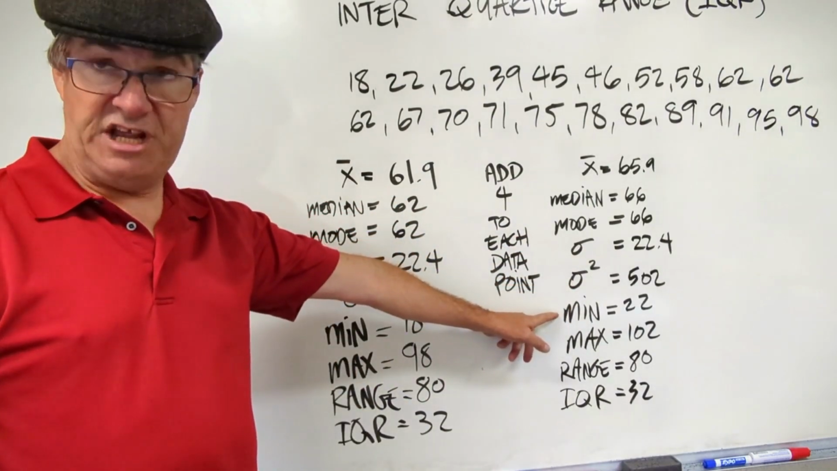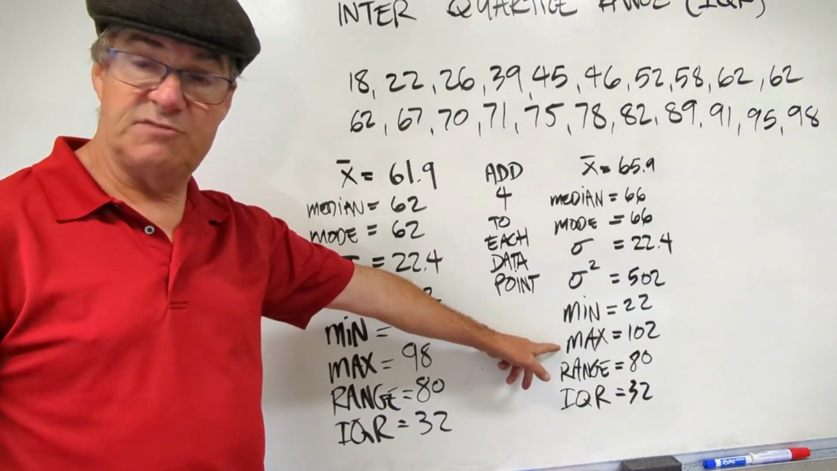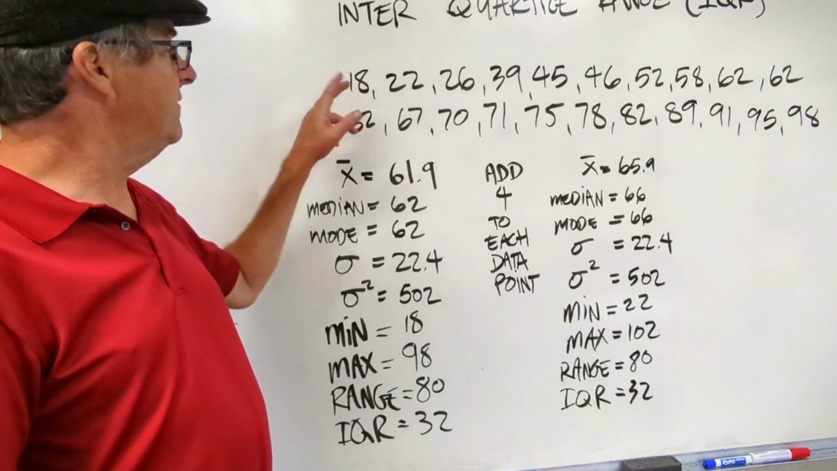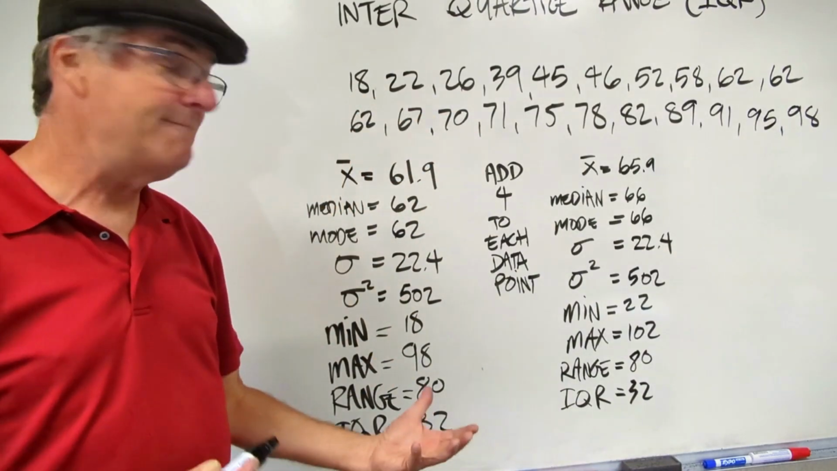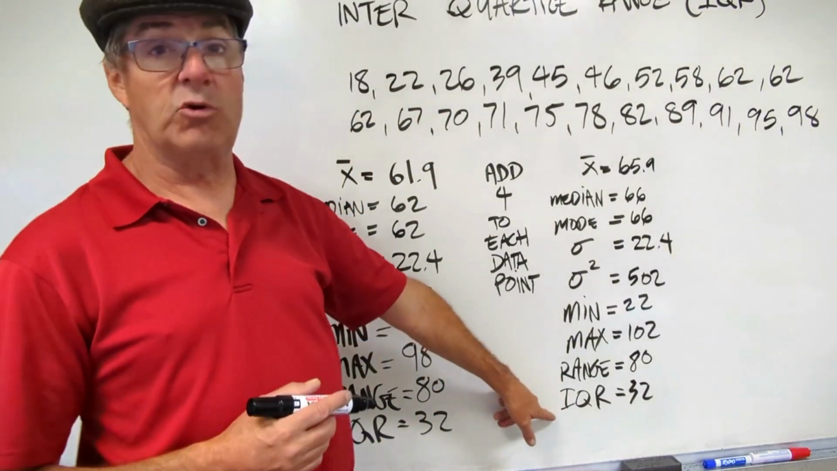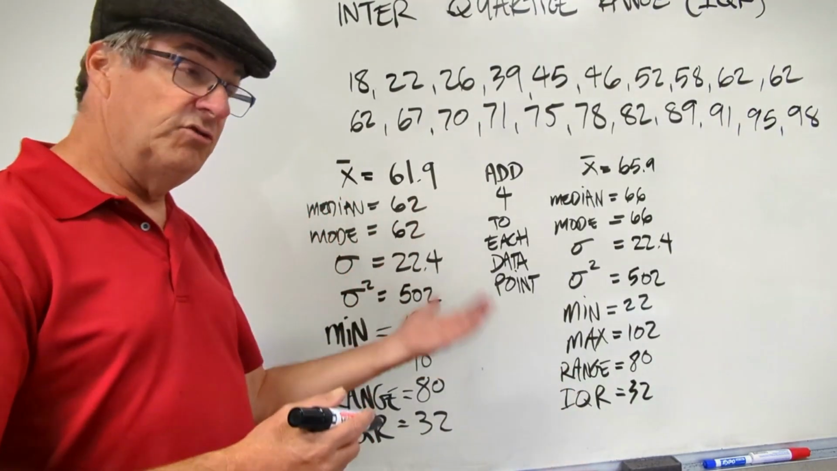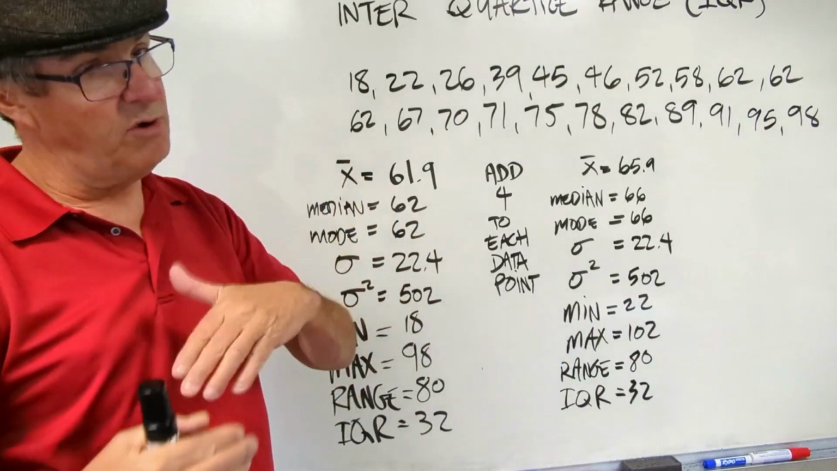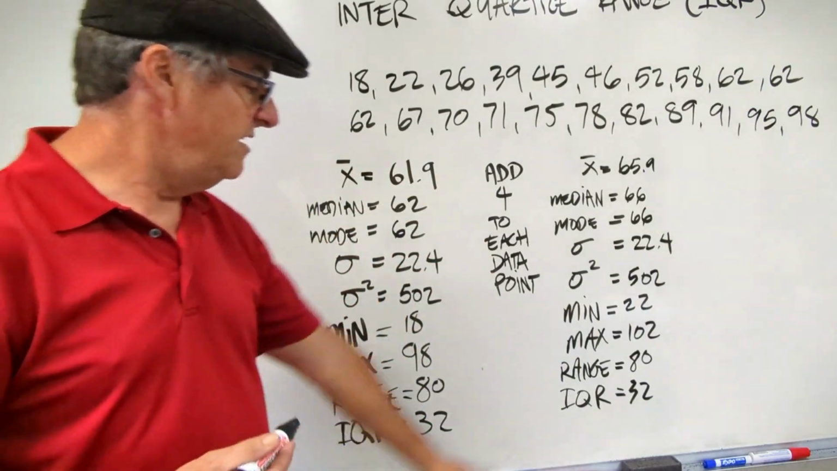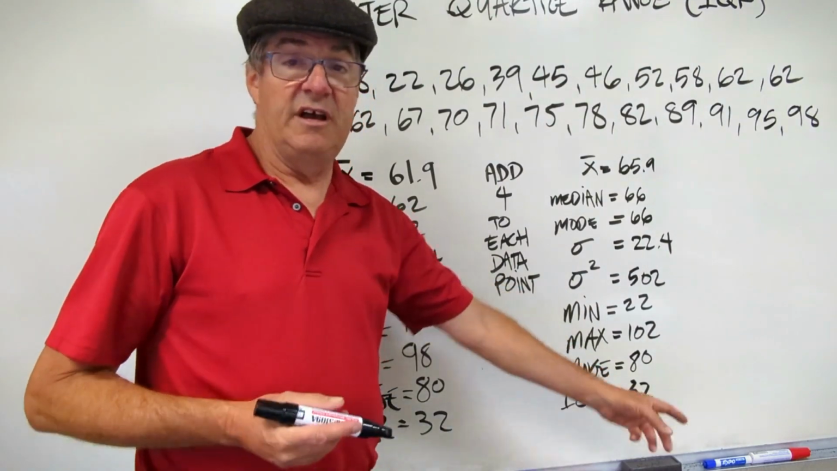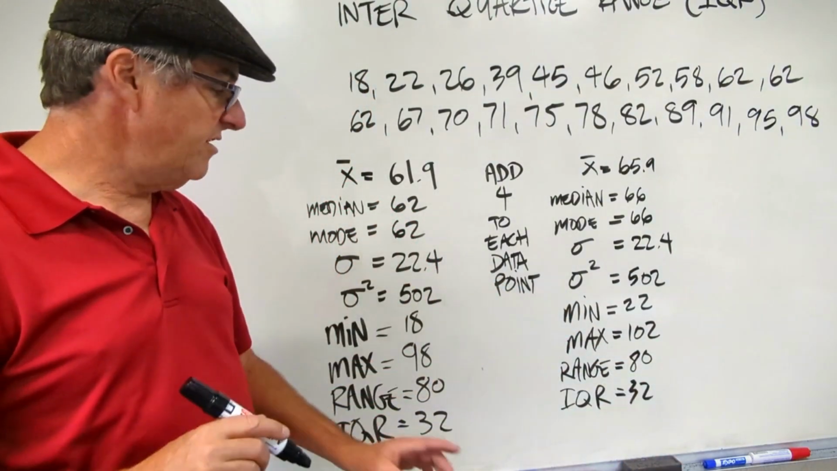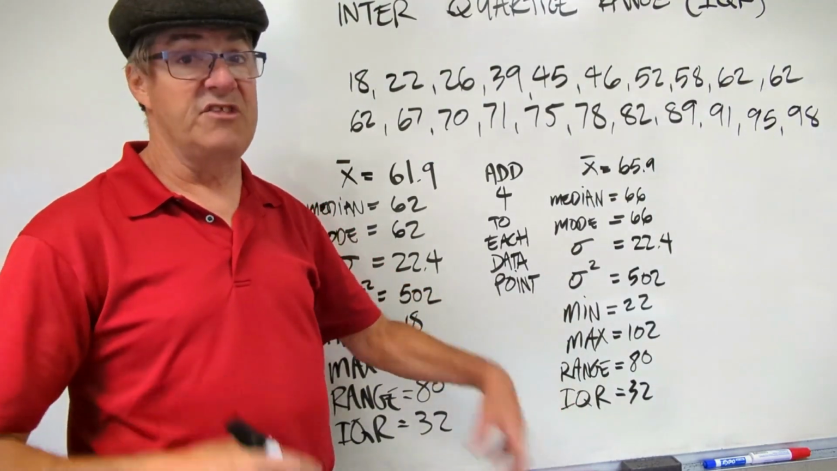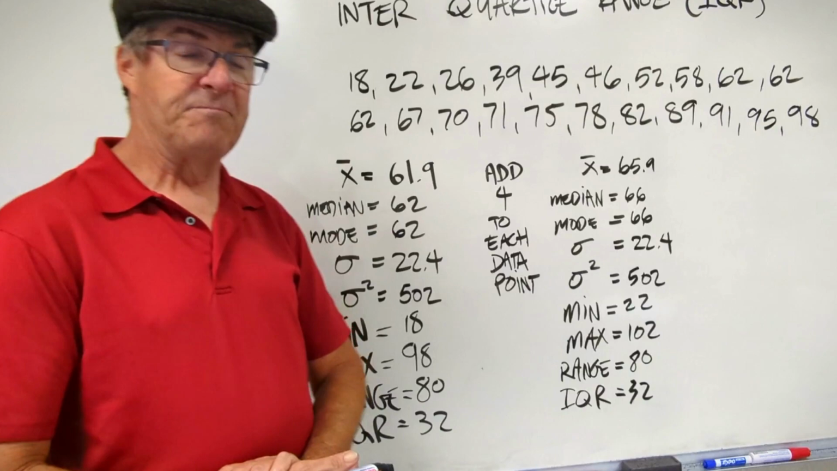My min changed by 4. My max changed by 4. But how about my range? That stayed the same. It's still, from the min to the max, is still the same number, as is the interquartile range, because the Q1 and Q3 just increased by 4. So when you subtract Q1 from Q3, you're still going to get interquartile range of 32. Now, I'm not sure about your calculator, but my calculator doesn't give the interquartile range. It just gives the quartiles, which I can then use to calculate my range.